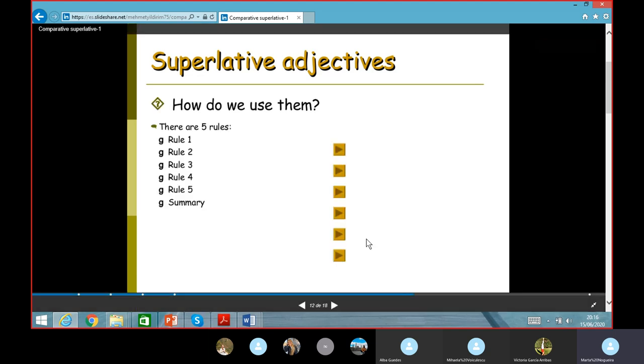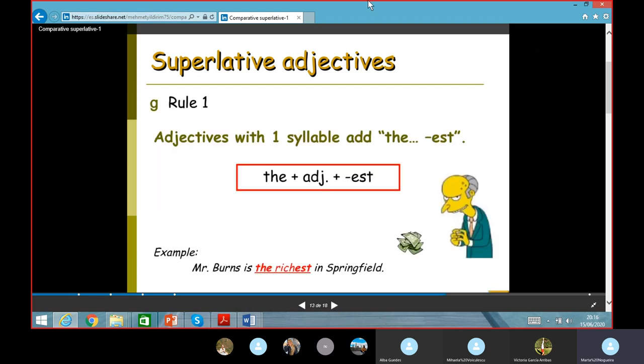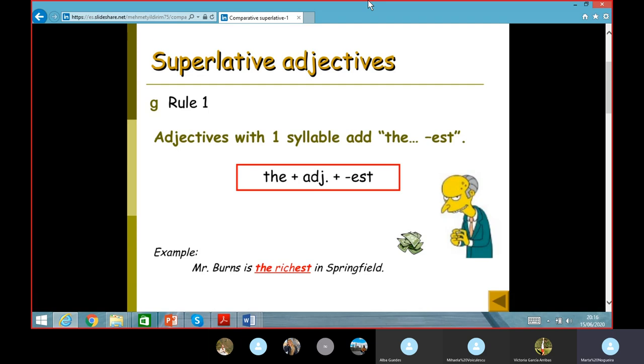Okay, so I'm going to see it. We've got rules as with the comparative, and let me see. So in this case, guys, we're going to put always the, okay? This is obligatory in the superlative, the. Then I'm going to put the adjective, for example, rich in this case, and then I'm going to add EST.